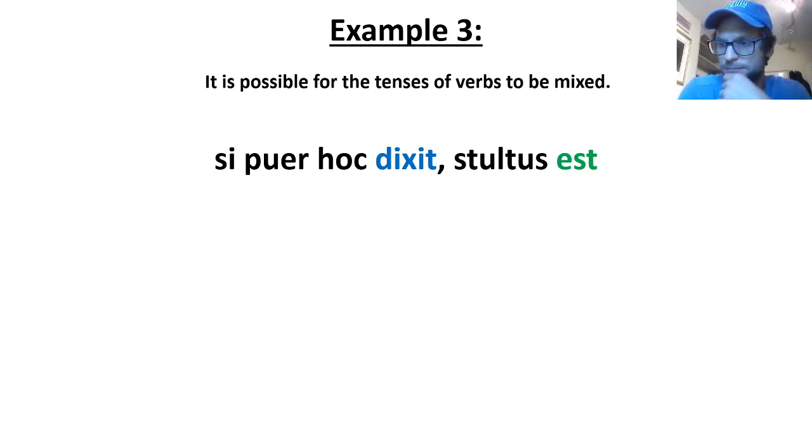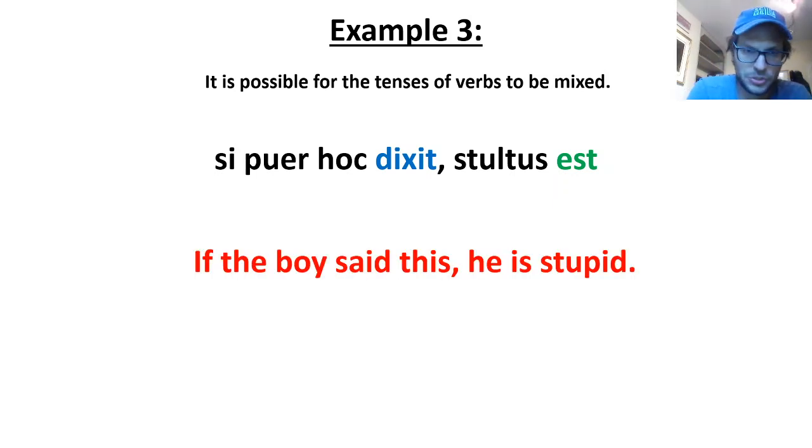Ten seconds. 5, 4, 3, 2, and 1. So we know this one. Our conditional clause is if the boy said this. Stultus est, present tense, he is stupid. If the boy said this, he is stupid.